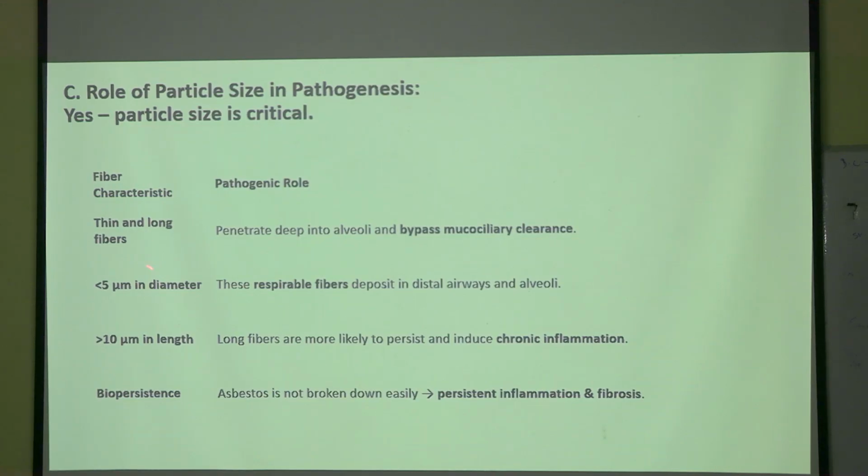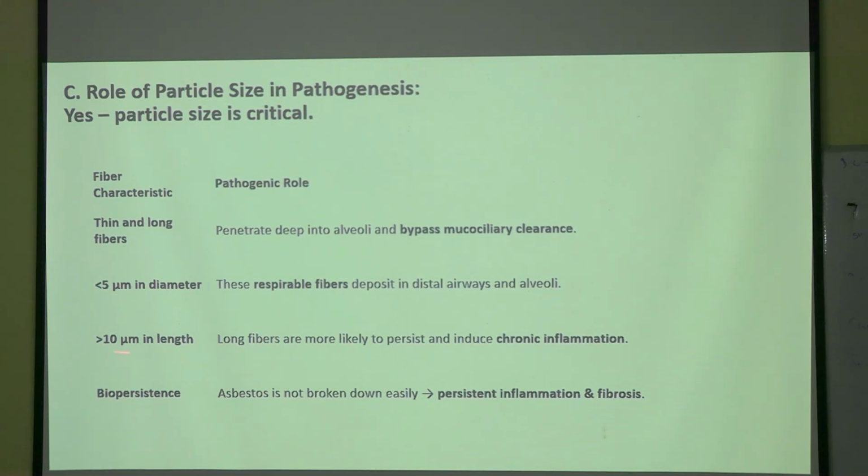Those whose diameter is less than 5 micrometers are respirable fibers, and as these particles are respirable, there is a high chance of deposition of those particles in the distal airways as well as the lung alveoli. Sir, and fibers with smaller diameter will cause obstruction in the long term. In that case, we can say it may develop mixed disorders, both obstructive and restrictive. There's a high chance of development of mixed disorders.